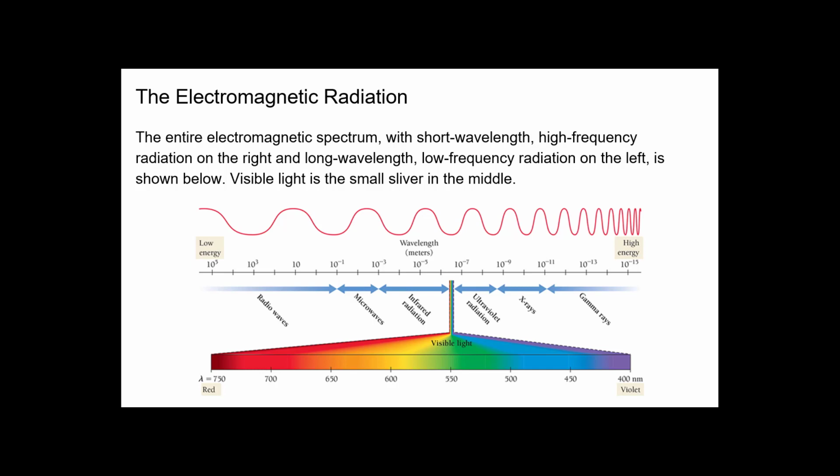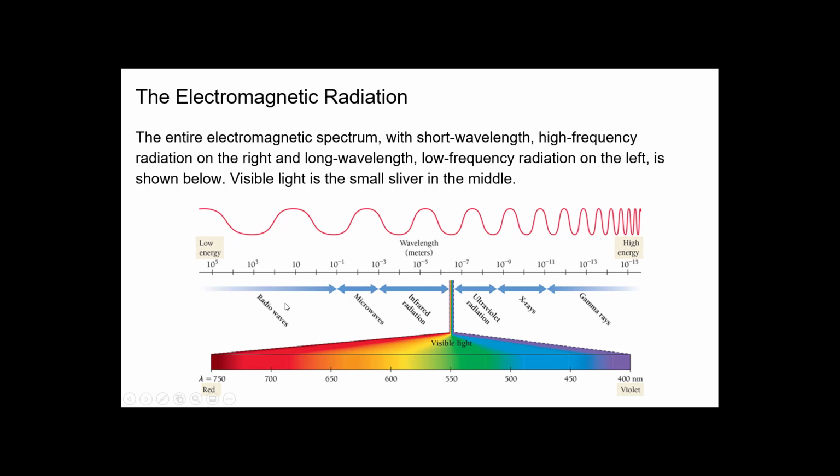So this is the entire spectrum, and we have short wavelength, high frequency radiation on the right and left. So let's take a look at here. Here is high energy. That means short, small waves. So high frequency equals high energy. Low frequency equals low energy and big waves.